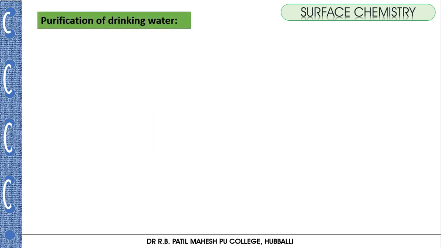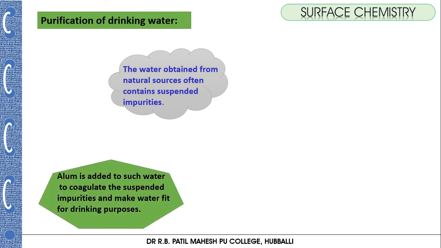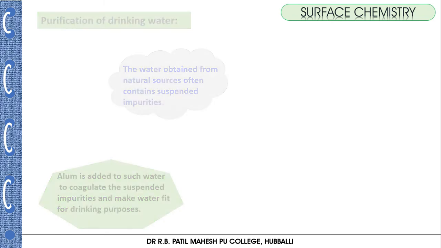Purification of drinking water. The water obtained from natural sources often contains suspended impurities or colloidal impurities. Potash alum, potassium sulfate aluminum sulfate 24H2O is the formula of the potash alum, that is added to such water to coagulate the suspended impurities and make water fit for drinking purpose.